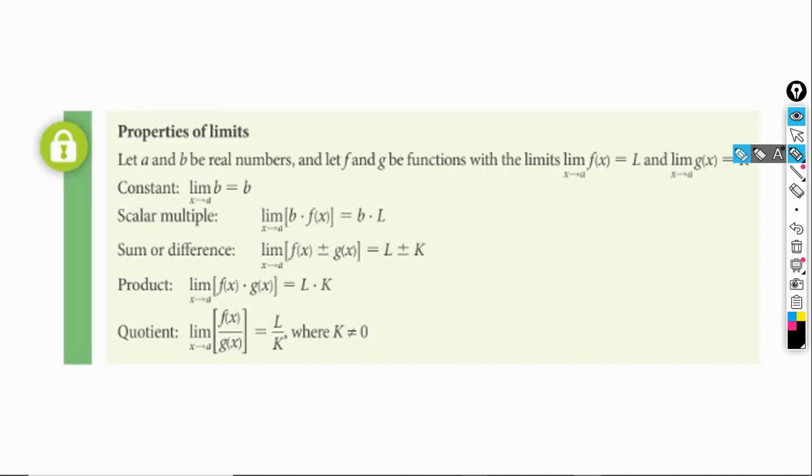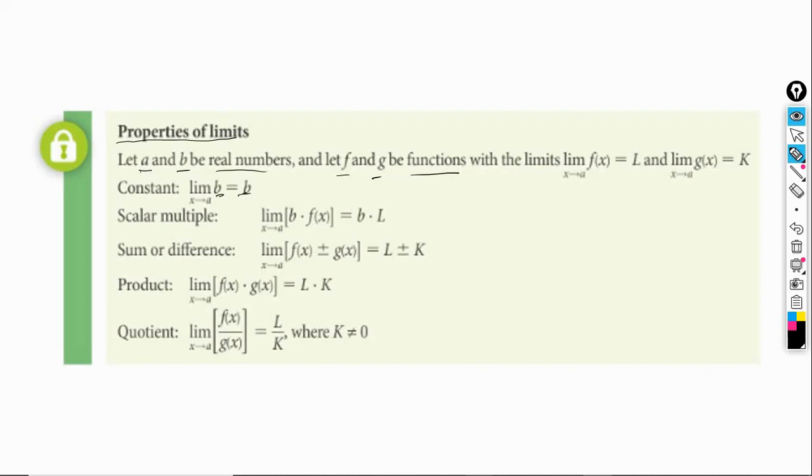So what we have on the next slide is a summary of the properties of limits. So they start by saying, let a and b be real numbers, let f and g be functions with the limits: limit of f of x as x approaches a equals L, and limit of g of x as x approaches a is k. And then here come the properties. So the constant property means that if b is just a constant, then the limit as x approaches a of b is just b.